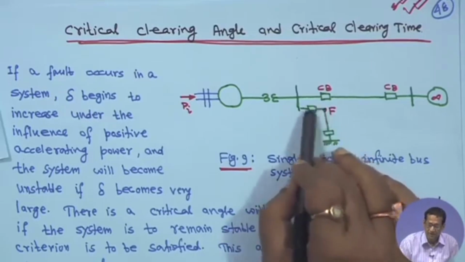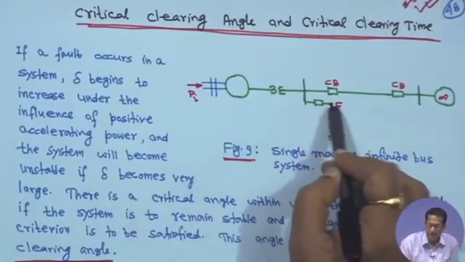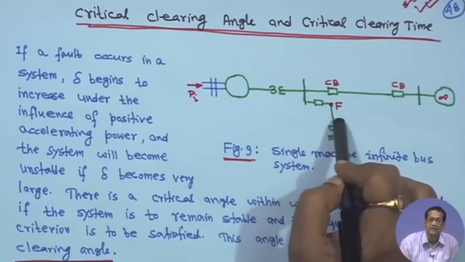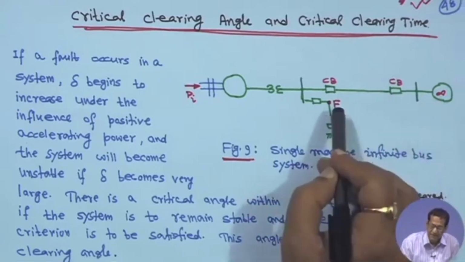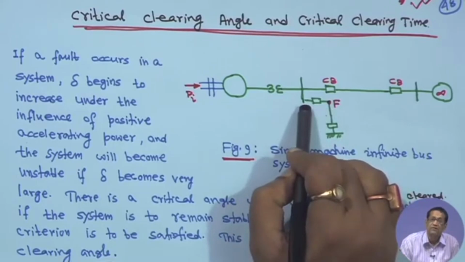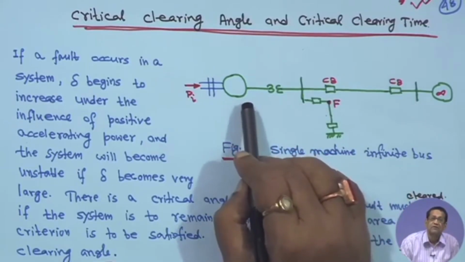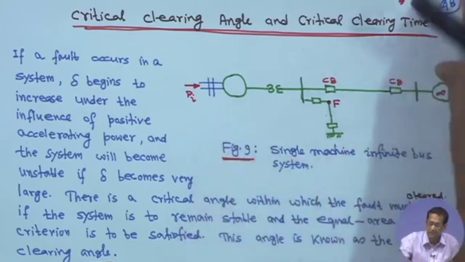As soon as the fault is cleared, suppose this line is isolated, that we will see. But the question is that if the fault has occurred, then immediately the terminal voltage will become 0, that means the generator will not deliver any power. So, the power delivered by the generator will be 0.